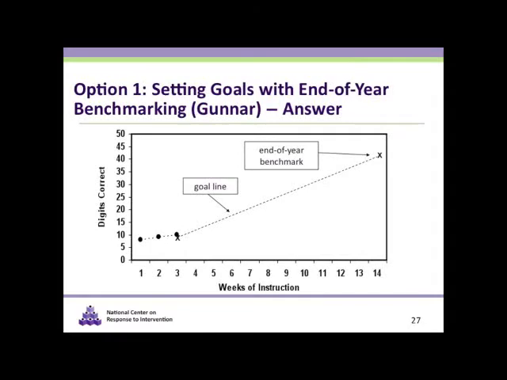Gunner's graph should look like this. The end-of-year benchmark for fourth grade students on CBM computation is 40. 40 is marked with an X. The goal line should start at the end of the baseline data collection and should be drawn to the end-of-year benchmark that you marked as an X.